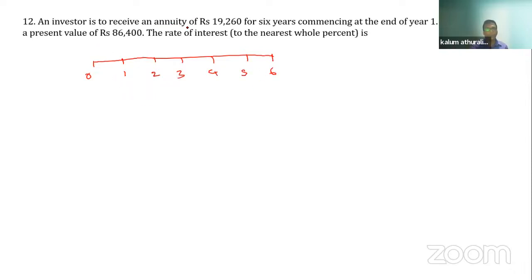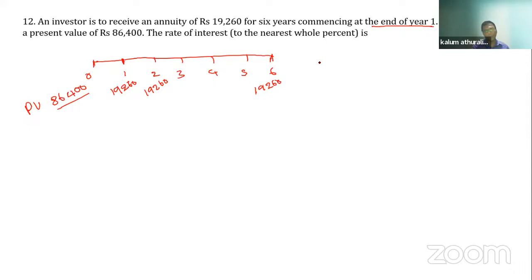Then an annuity of 19,260, starting at the end of the first year. That means 0 is the beginning of the first year and 1 is the end of the first year. Starting from 1, 19,260 up to year 6, for 6 years. Then how do we find the R? The present value of this annuity is 86,400.